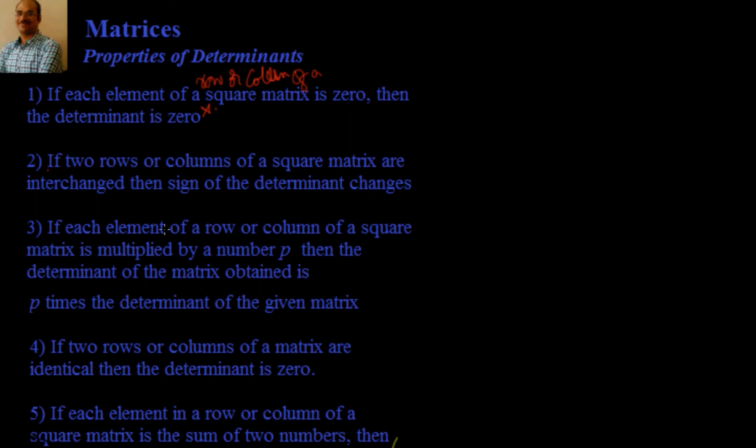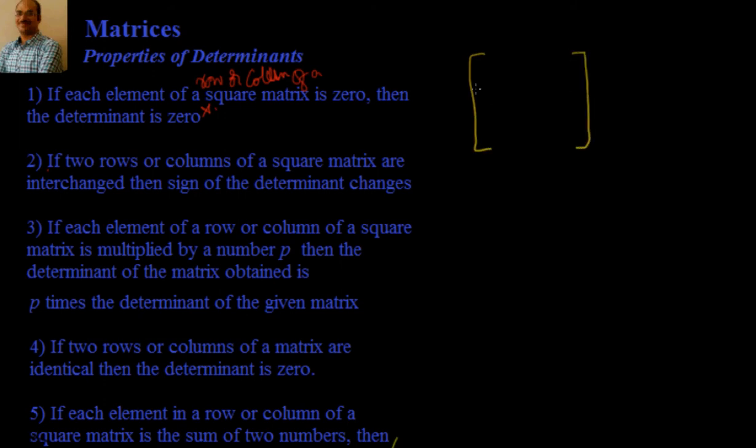The next property is, if each element of a row or column of a square matrix is multiplied by a number, either it can be p or k or x, whatever it is, then the determinant of the matrix obtained is p times the determinant of the given matrix. What's the meaning of that? Let's try to understand that.